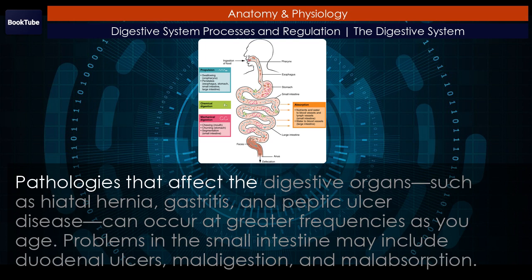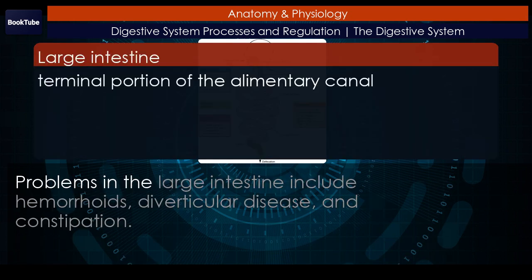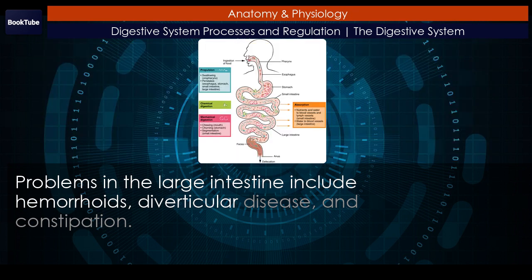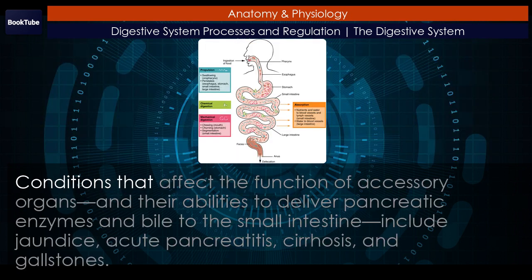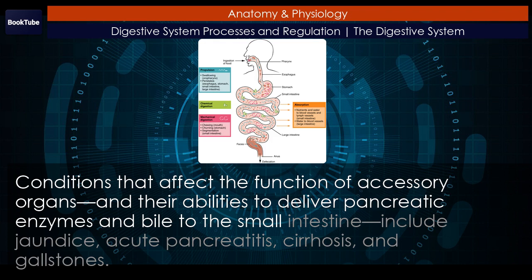Pathologies that affect the digestive organs, such as hiatal hernia, gastritis, and peptic ulcer disease, can occur at greater frequencies as you age. Problems in the small intestine may include duodenal ulcers, maldigestion, and malabsorption. Problems in the large intestine include hemorrhoids, diverticular disease, and constipation. Conditions that affect the function of accessory organs and their abilities to deliver pancreatic enzymes and bile to the small intestine include jaundice, acute pancreatitis, cirrhosis, and gallstones.